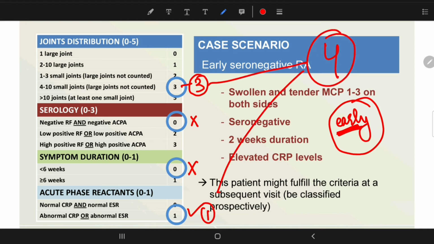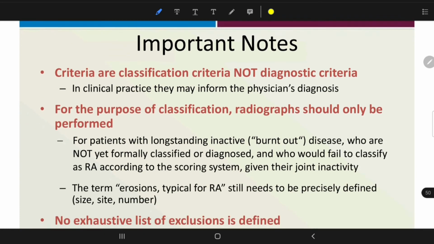still the addition of the score will come out to be 4, and the patient will not be able to fulfill your score of 6, and you might not be able to diagnose this patient at the first visit. So a next visit is necessary in order to prospectively classify this patient as rheumatoid or exclude, depending on how the disease progresses over time.